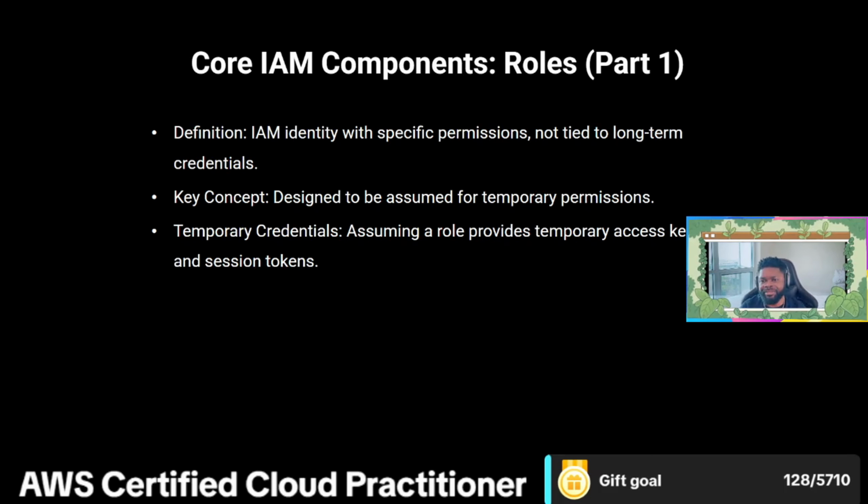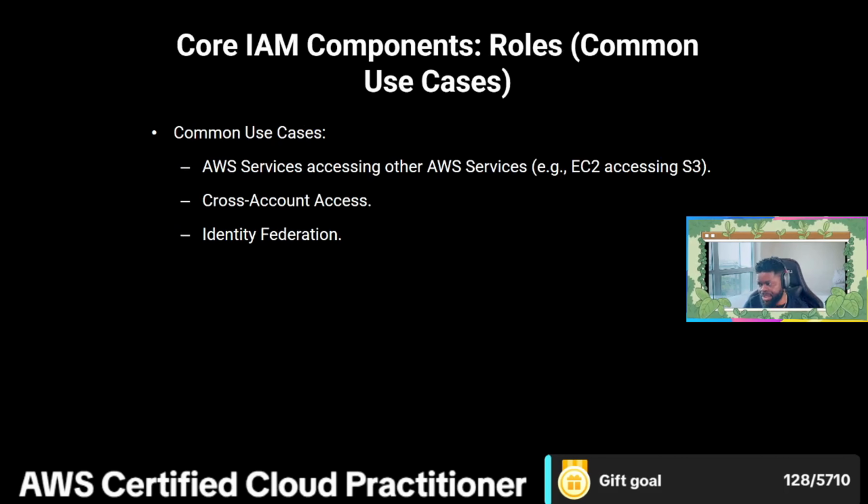And if I assume that role, for example, I can get credentials from it, and I can use that same credential to interact with my account. So that is an identity, an entity. It has specific permissions, but it's for short-term credentials, and mostly used for inter-service communication. And where do you really use them? Basically, service accessing other services. If one service needs to access another service, that's one place you use it.